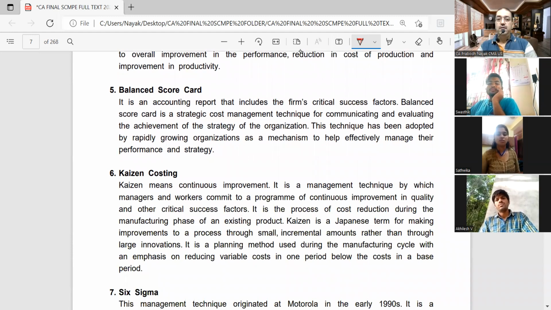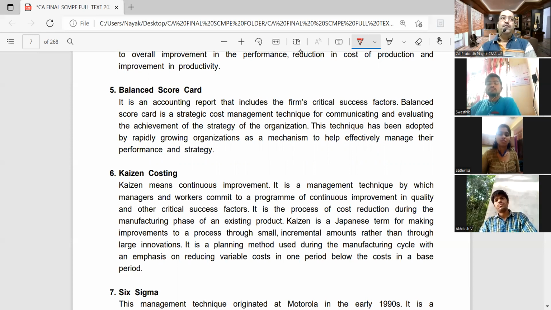Balance scorecard, a very important question in the examination. All these things are there in the later chapters, and we are going to do them in detail. We are going to solve problems based on this. What is a balance scorecard? BSC, as we call it.